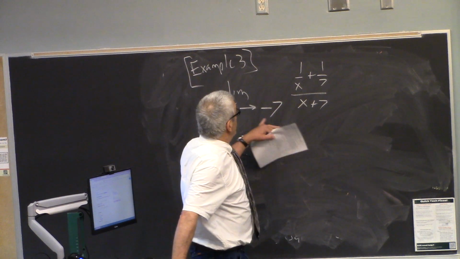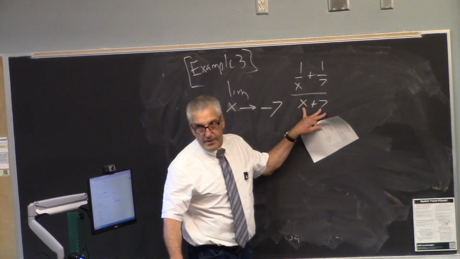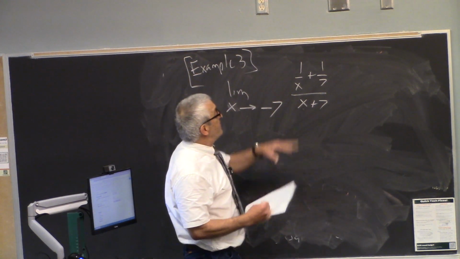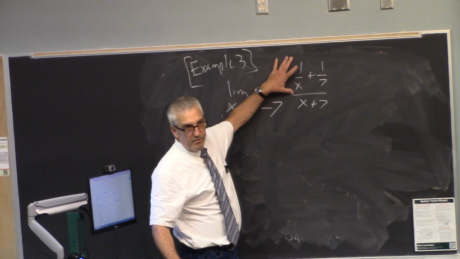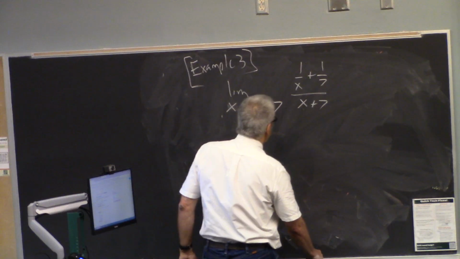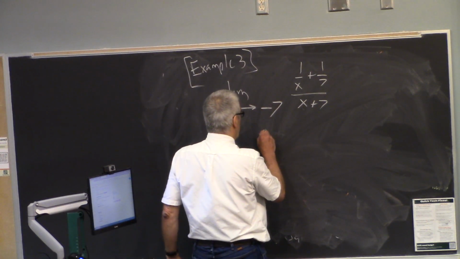If I plug in x equals minus 7, I get 0 in the denominator. If I plug in x equals minus 7 up here, I get 0 as well, because I get minus 1/7 plus 1/7. So this is 0 over 0, indeterminate.